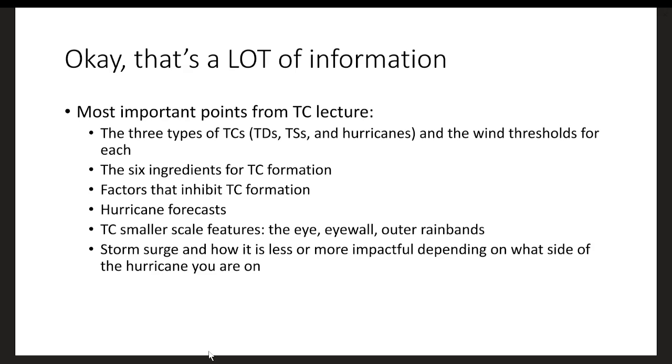And then we talked about storm surge and how it is less or more impactful depending on what side of the hurricane you're on. If you're on the eastern side, or the right-hand side, of the hurricane, the storm surge is going to be more impactful because it doesn't have the friction from the land. It has that forward motion of the storm to combine with the wind speed of the counterclockwise rotation. So you get enhanced wind speeds on the right-hand side of the storm.